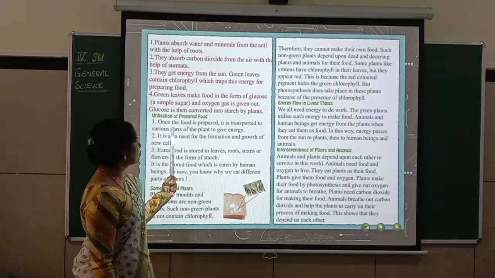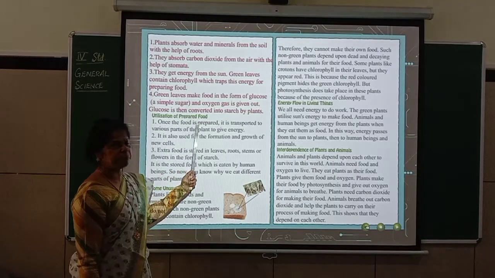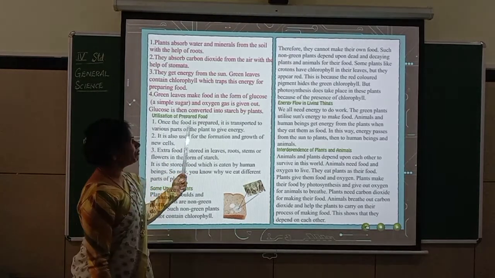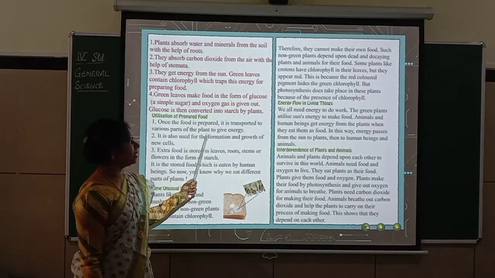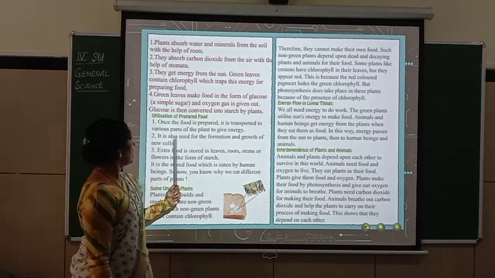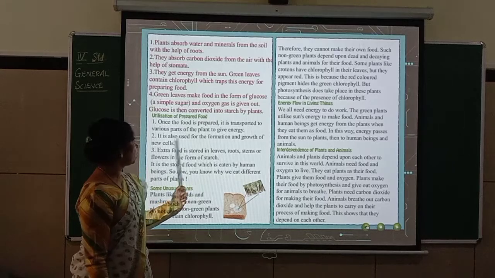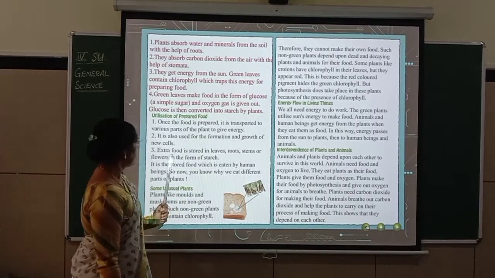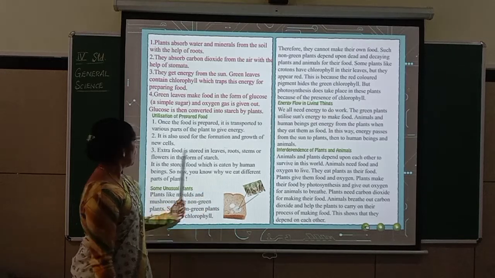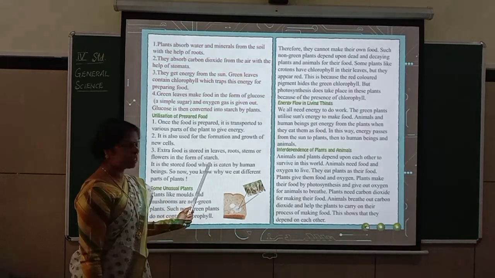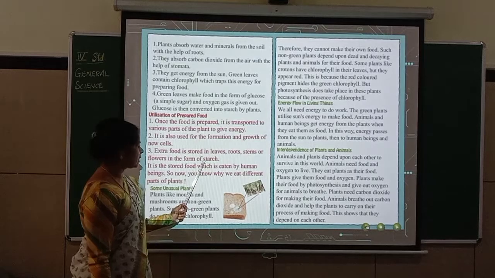Previous classes I have told you about utilization of prepared food. So once the food is prepared by the plants, it is transported to various parts of the plant to give energy. It is also used for the formation and growth of new cells. Extra food is stored in leaves, roots, stems or flowers in the form of starch. All this I have explained last class.